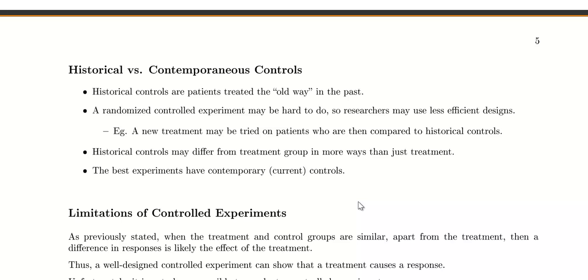Historical controls may differ from the treatment group in more ways than just the treatment, though. So maybe if we're comparing our new treatment to people that got a treatment, say, 20 years ago, maybe our diets have changed since then, or exercise patterns, or other things like that. So the best experiments have contemporary or current controls.